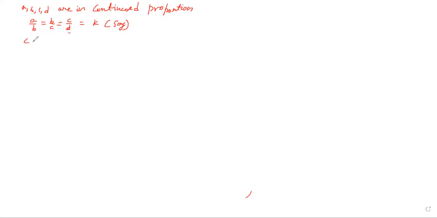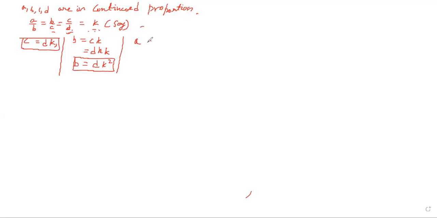So start assuming, and whenever you solve the question, do this always so that you can remember how we can use it in questions. C by D equals K, so C equals DK. B by C equals K, so B equals CK. And when C equals DK, it is DK into K, that is B equals DK square. C equals DK is the first equation. B equals DK square.